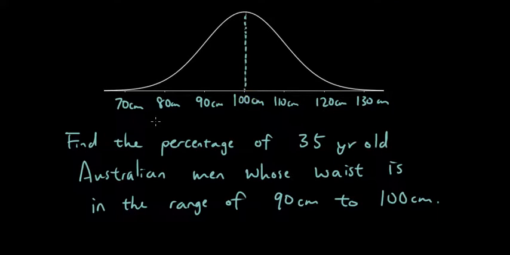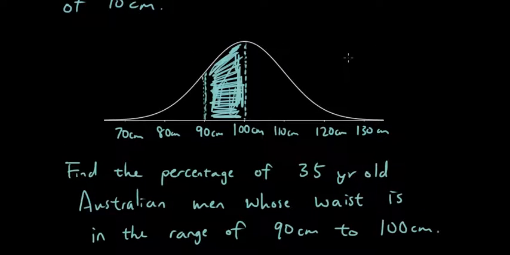So a question we could do would be something like this. Find the percentage of 35-year-old Australian men whose waist is in the range of 90 centimeters to 100 centimeters. So basically, we want to know what is the percentage or what is the probability of finding, out of all the 35-year-old men, if you find a random person, what is the probability of them being within this area between 90 to 100 centimeters? So that requires us to find out a little bit more about the normal distribution, which I will write out for you guys right now.